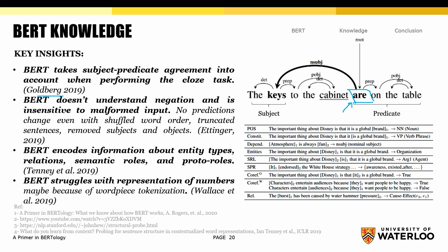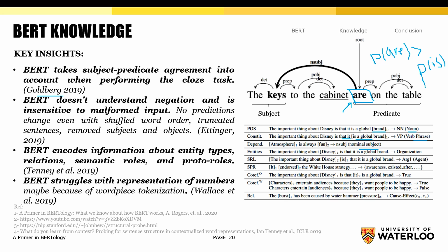So it seems that BERT actually learned this kind of relationship, even with noun phrases, verb phrases, and nominal subjects. Let's say we have the sentence, the important thing about Disney is that it's a global, and the probability of a noun such as brand here is much higher than a verb phrase, but after that, the probability of a verb phrase can be much higher than the noun itself. Although BERT doesn't understand negation and is unfortunately insensitive to malformed input, with no prediction change even with shuffled word order, truncated sentences, or removed subject and object, it's very cool that it can capture this kind of information.